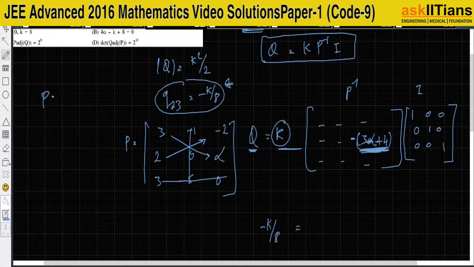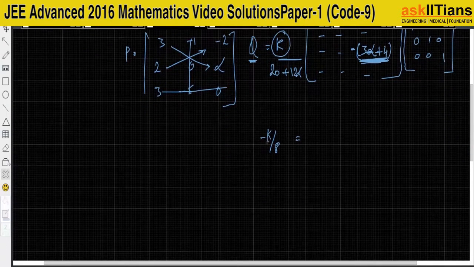So if I find the determinant value of P, that will come out to be 20 plus 12 alpha. P is already given, we can find its determinant value, 20 plus 12 alpha. So we need to divide here by 20 plus 12 alpha also. So it's something like this.